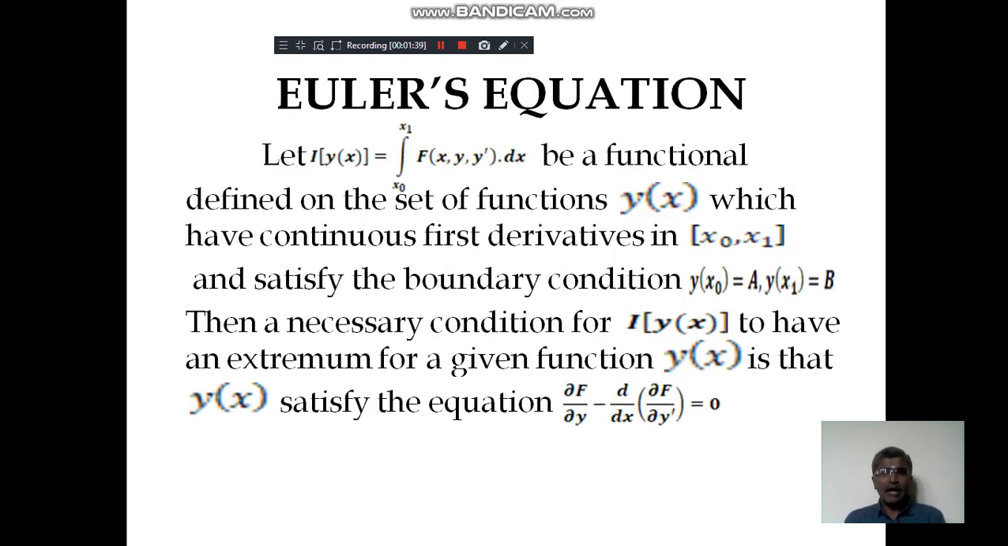Euler's equation. Let I of y of x equal to the integral from x0 to x1 of f of x, y, y dash dx be a functional defined on the set of functions y of x which have continuous first derivatives in [x0, x1] and satisfy the boundary conditions y of x0 equal to capital A and y of x1 equal to capital B. Then a necessary condition for I of y of x to have an extremum for a given function y of x is that y of x satisfy the equation dou f divided by dou y minus d by dx of dou f divided by dou y dash equal to 0, and this equation is called Euler's equation.